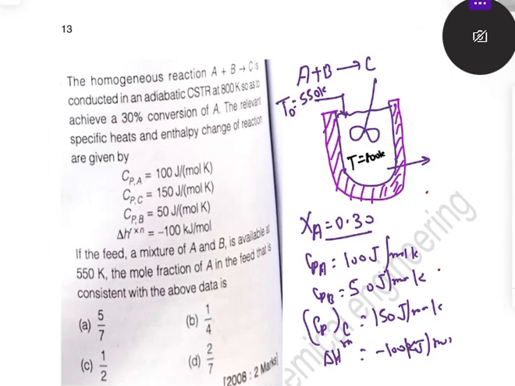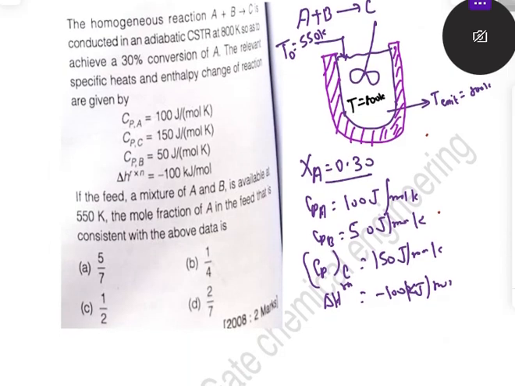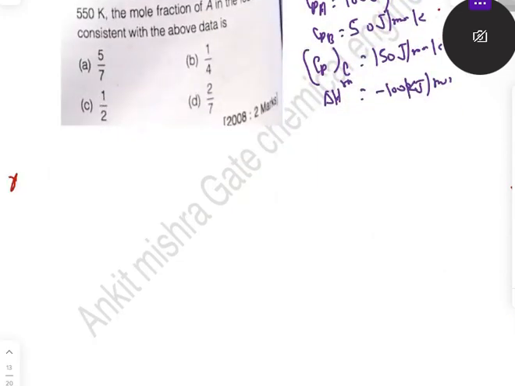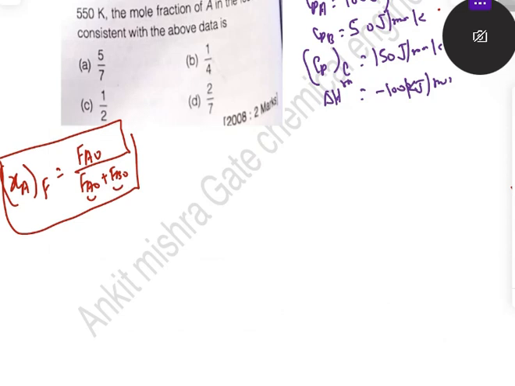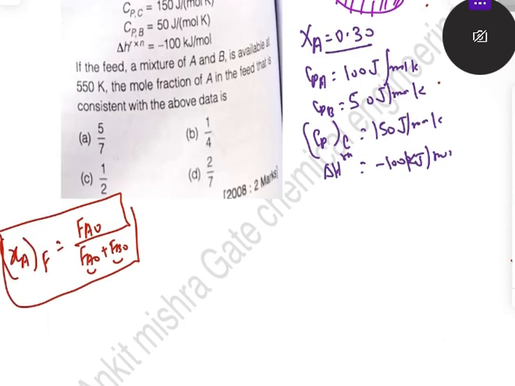So the reactor temperature is 800, so here T exit will also be 800. Why? Because this is a continuously stirred tank reactor. The mole fraction of A in the feed should be consistent with the above data. So what is the mole fraction of A in the feed? XA in the feed will be equal to how much? FA naught divided by FA naught plus FB naught. Why? Because the feed is a mixture of A and B, so the inlet molar flow rate of A divided by the sum of the inlet molar flow rates of A and B.